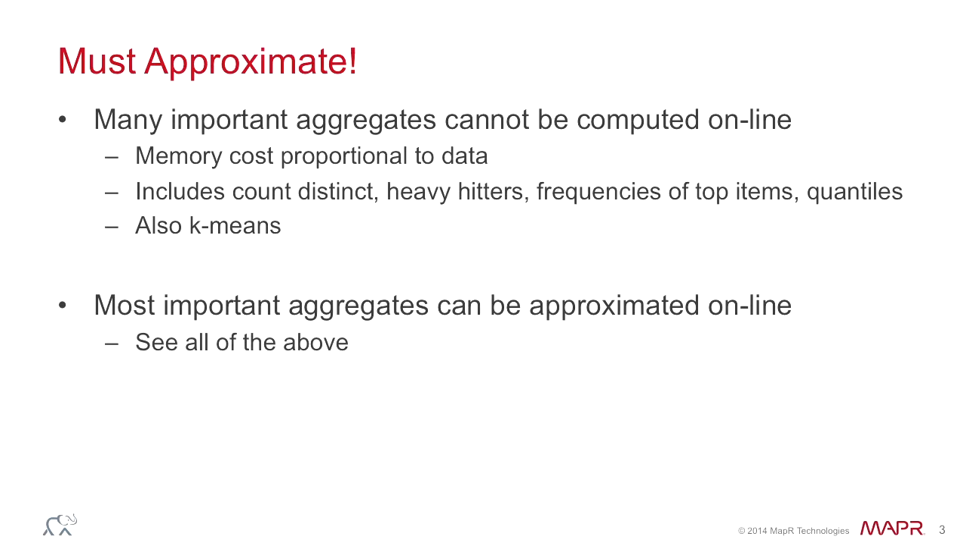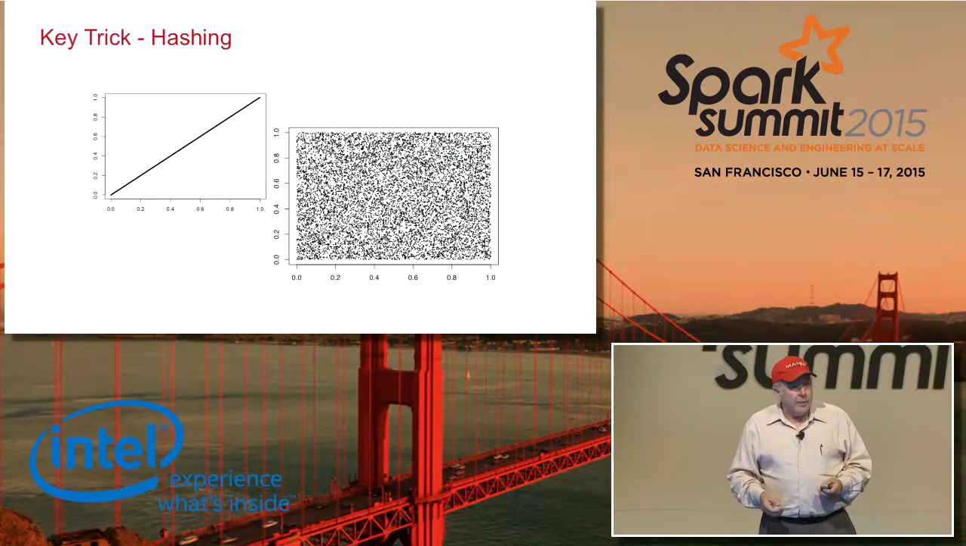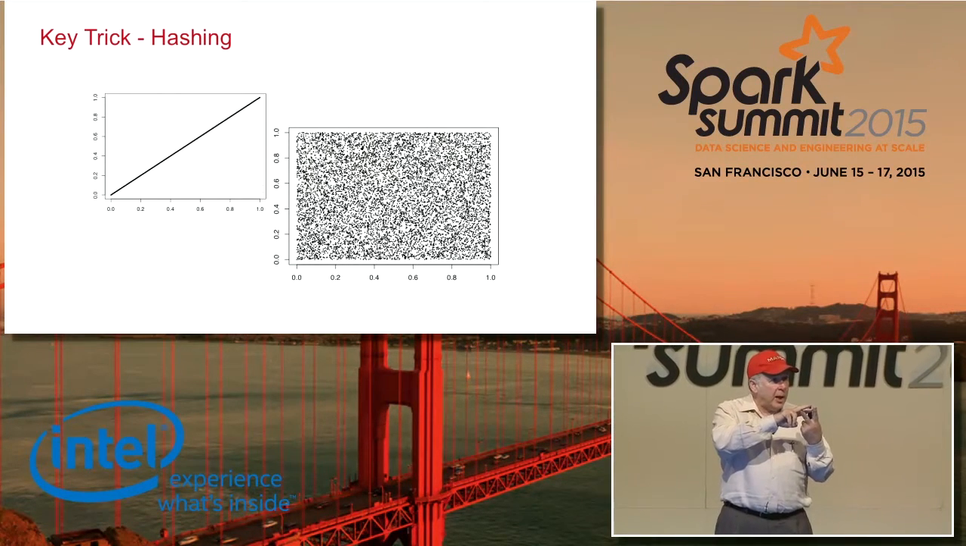So the key thing about these streaming algorithms is they have to be approximate algorithms. There's a few things that you can compute exactly in a streaming fashion, but there's lots of important things that you can't compute that way. So we have to approximate. Many of these approximate aggregates can be computed online, and all of the algorithms here are that way. So there's two tricks that I'm going to highlight here.